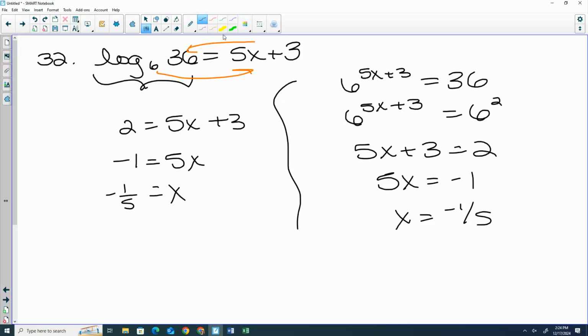You should also make sure any log problem you do have to verify at the end that both the base and the argument are positive. Here it didn't matter because the variable wasn't in the base or argument, but you need to be checking that.